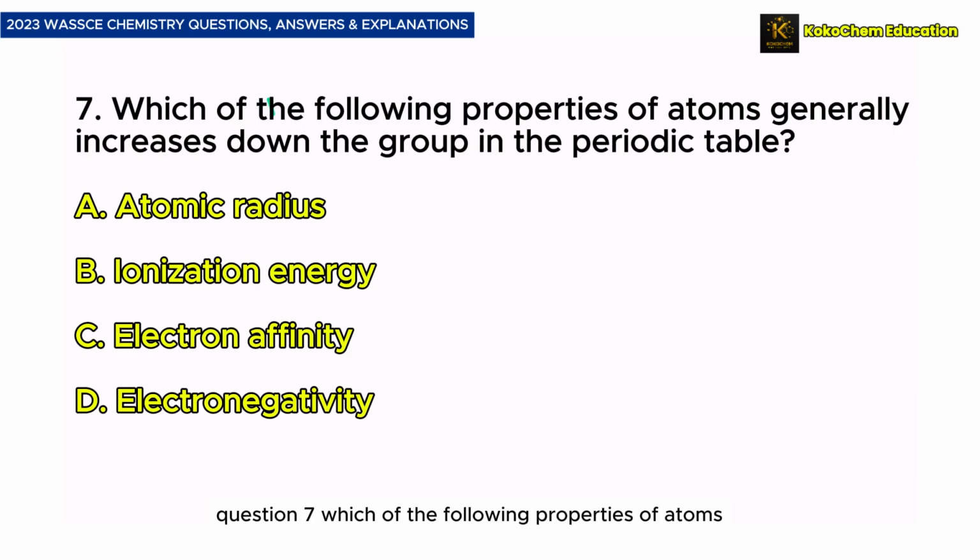Question 7. Which of the following properties of atoms generally increases down the group in the periodic table? A. Atomic radius. B. Ionization energy. C. Electron affinity. D. Electronegativity.